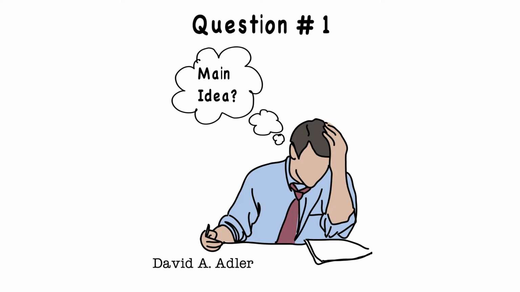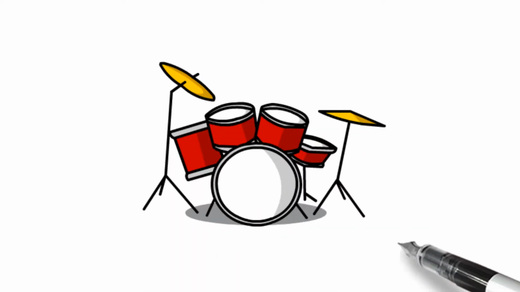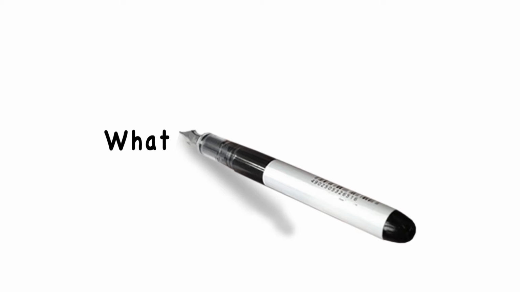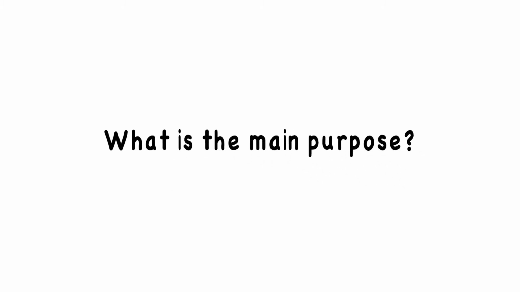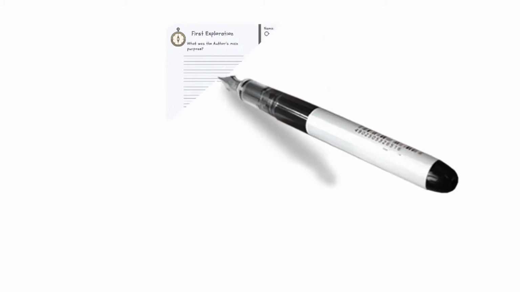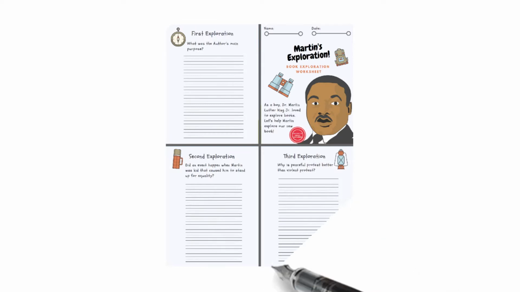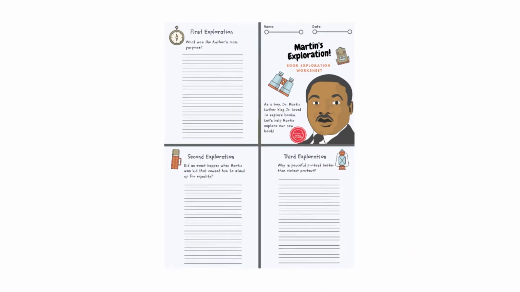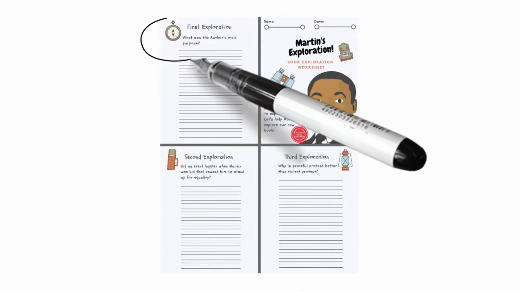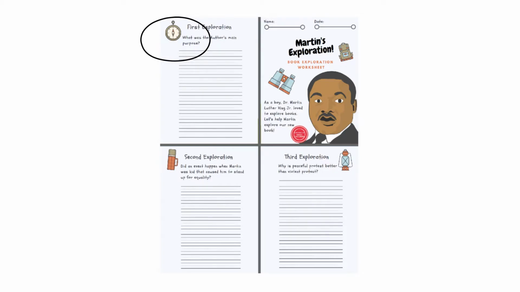Awesome drum roll, please. What do you think was the main purpose the author wanted us to learn from this book? In other words, what big idea is he trying to teach us? Once you come up with your idea, write it down on the worksheet in the section next to the compass.